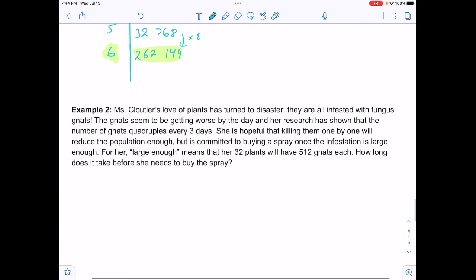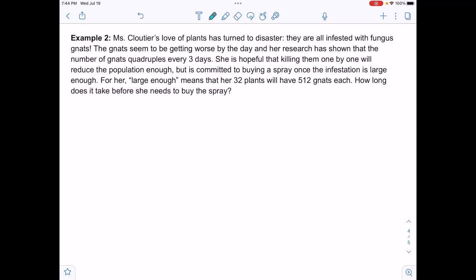Okay, let's look at another one that we can actually solve. Miss Cluche's love of plants has turned to disaster. They're all infested with fungus gnats, and fungus gnats all just look like little fruit flies. Just stupider. The gnats seem to be getting worse by the day, and her research has shown that the number of gnats quadruples every 3 days. She is hopeful that killing them one by one will reduce the population enough, but is committed to buying a spray once the infestation is large enough for her. For her, large enough means that her 32 plants will have 512 gnats each. How long does it take before she needs to buy the spray?